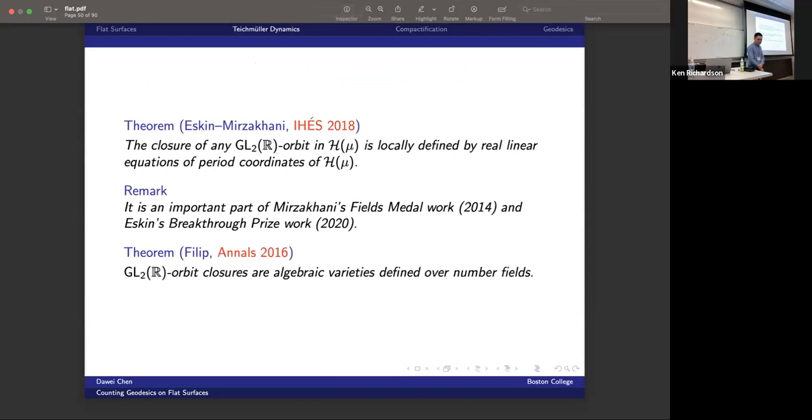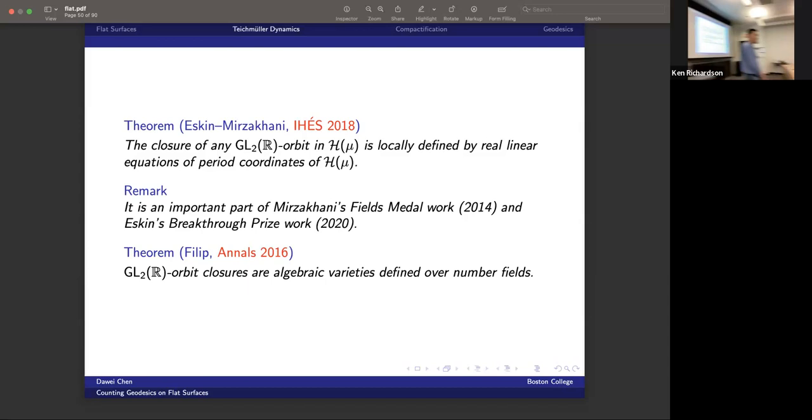You said that the orbit closures were not classified. Is there anything, like for small genus, maybe? Yes, they are classified, but the genus has to be really small, maybe three or four. If you go to genus 4 or 5, it is still open.